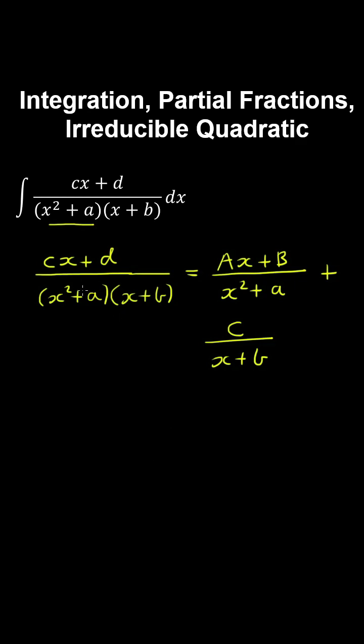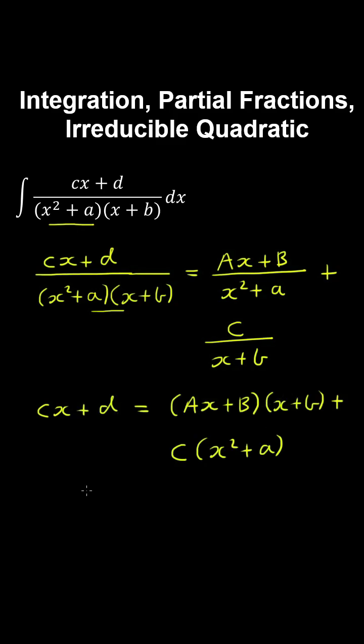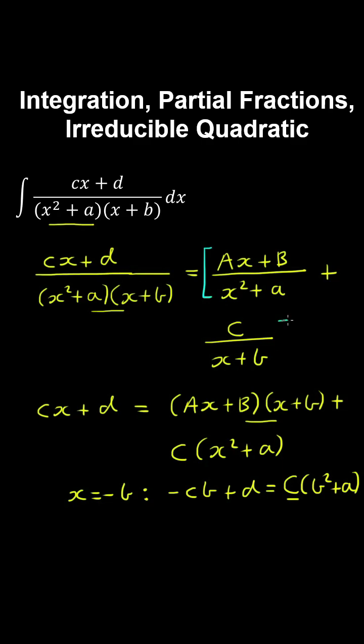And now if you multiply through by the factors in the denominator, we obtain the following expression. And now if you set x equal to minus b, this term disappears, and we end up with the following expression. And you can solve this for c, and you can equate coefficients to obtain the remaining constants. So I'll leave that for you as an exercise. And then integrating this sum is much easier than integrating this rational polynomial function.